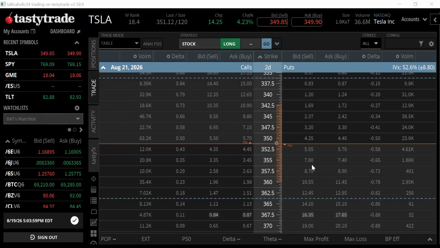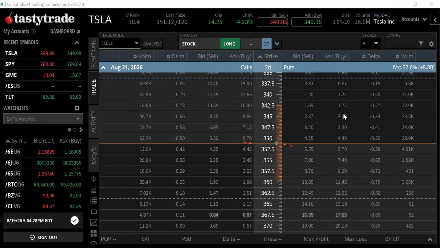On the other side, the puts, let's say Tesla is still trading at 351. This strike price right here, 352.5 and above, anything above 351, is going to be in the money for the puts. So it's the complete opposite if you're looking at puts or calls, right? For out of the money calls, any strike that is above the stock price is considered out of the money. And for the puts, anything below the stock price is considered out of the money.